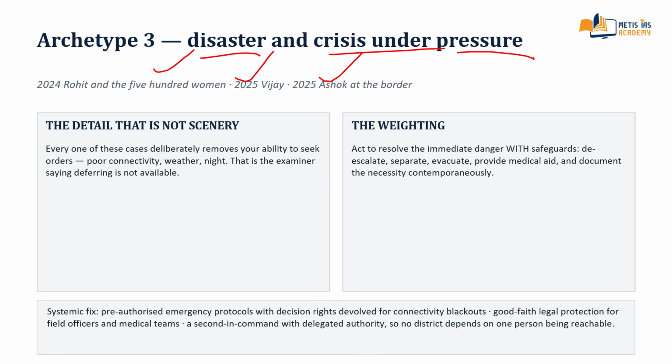So, what is the systemic fix here? Pre-authorized emergency protocols with devolved decision rights, connectivity blackouts addressed, good faith legal protection for field officers and medical teams acting in emergency, standing crowd management and gender sensitive protocols for protests involving women, trained reserve teams, and a second in command with delegated authority. So no district depends on one person being reachable.